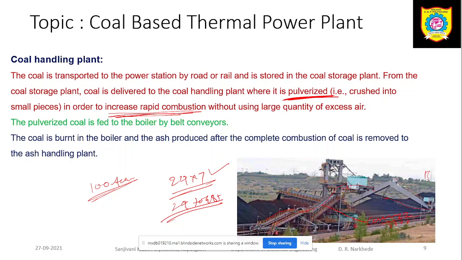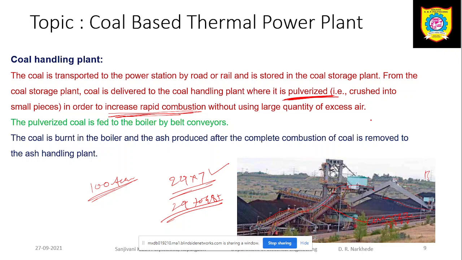Okay, so in the same manner, if I want to burn the coal, initially I need to convert that coal into small powder form, small pieces, so that it can be easily burned. My combustion should be proper and it does not require any excess air. The pulverized coal is fed to the boiler by belt conveyor.